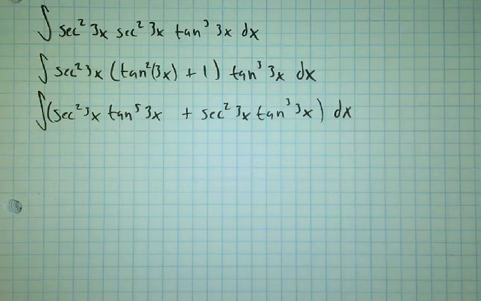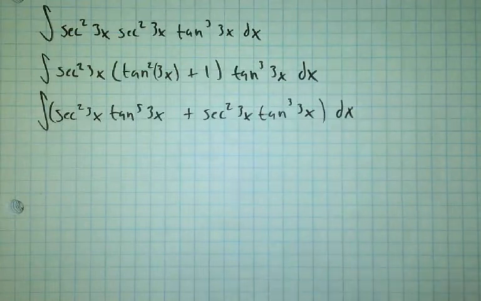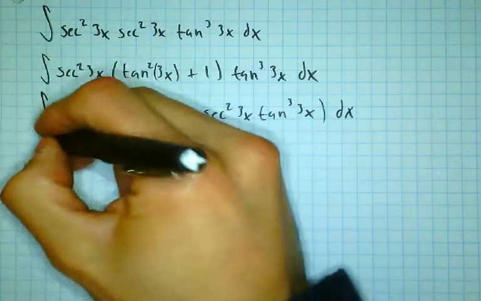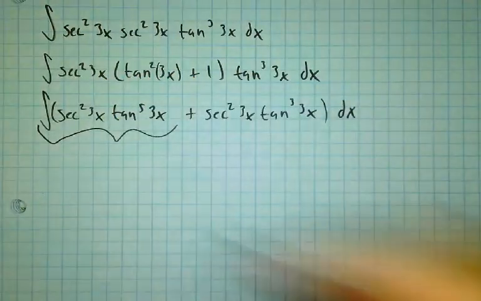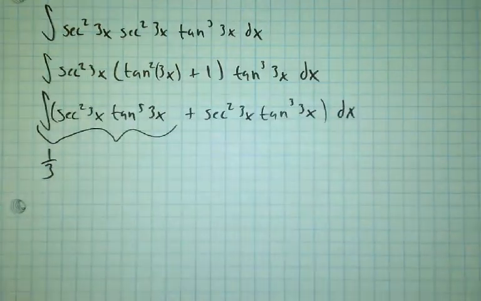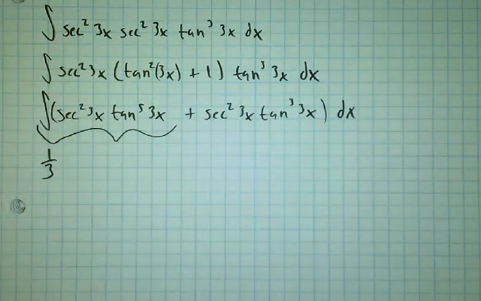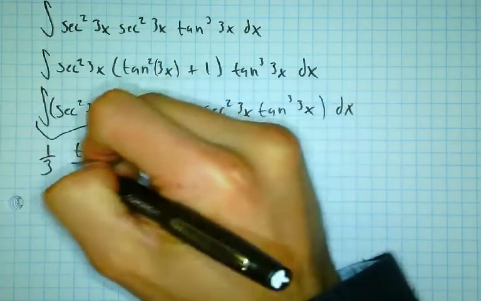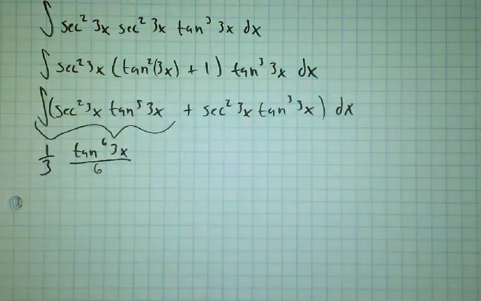What is u? Tangent, because the derivative of tangent is secant square, and that is the reason why we wanted to keep a secant square. Now you gotta be careful because this one has a 3x, so therefore we need a 1/3. Yes? So that means that the integral for this part is what? I need a 1/3. This would be like saying u to the 5th, so this would be u to the 6th. So tangent to the 6th power 3x over 6, right?